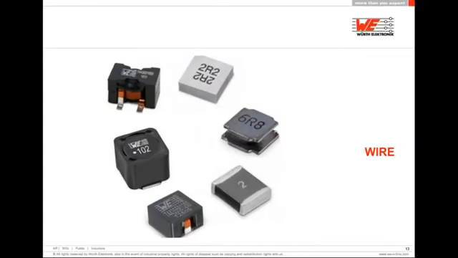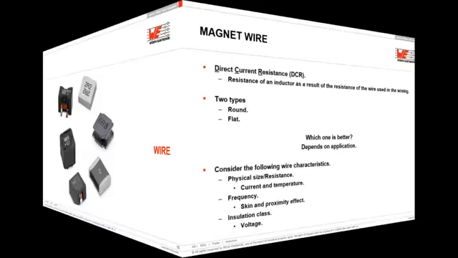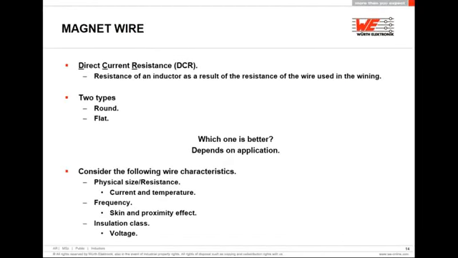Great, so now that we have covered the basics of the core materials and what to consider when deciding for a specific application, let's go ahead and talk about the wire and its characteristics. One of the main concepts when we discuss the wire of an inductor is the direct current resistance, commonly found as DCR on the datasheets.